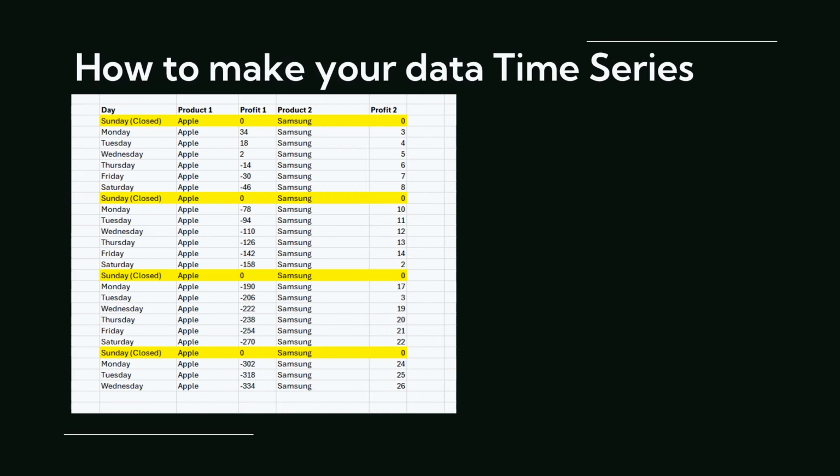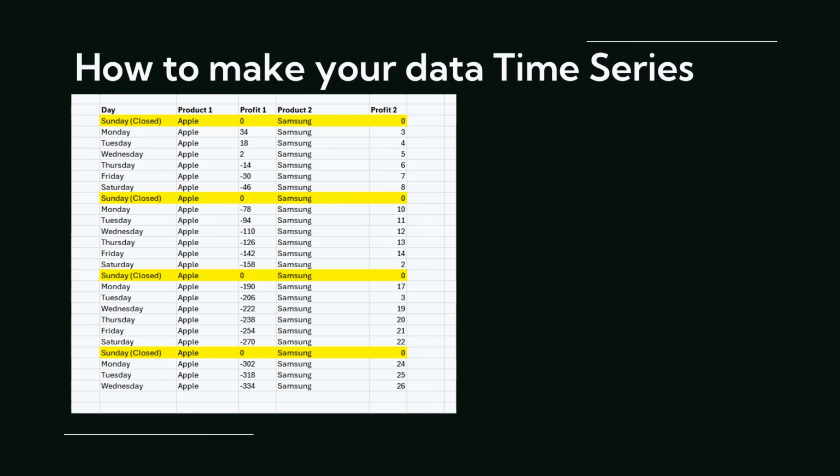Let's look at this example. Perhaps you see this at your work. And this is imaginary data of company X, where on the left column you see day, in the middle you see product 1, Apple, and profit 1 corresponds to product 1's profit or loss. Negative indicates loss. Positive numbers indicate a profit.